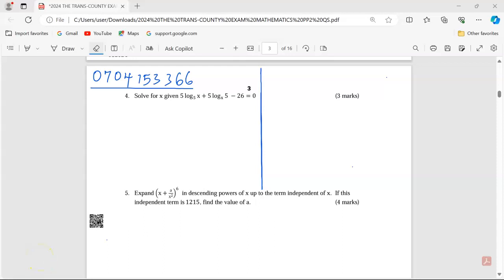Welcome to the math lesson. We're going to study further logarithms. Number 4: solve for x given that 5 log x to base 5 plus the logarithm of 5 to base x minus 26 equals 0.